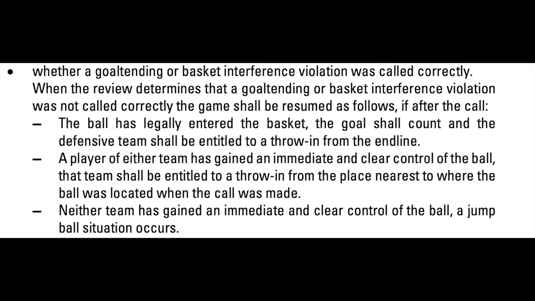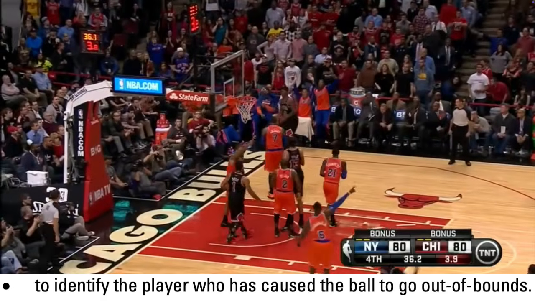When the review determines that the goaltending or basket interference violation was not called correctly, the game will resume as follows. So after the call, if the ball went through the basket, the goal shall not count, and the defensive team will be entitled to a throw-in from the end line. If a player from either team has gained immediate and clear control of the ball because the ball didn't go through, that team shall be entitled to the throw-in from the place nearest to where the ball was located when the goaltending/basket interference call was made. If neither team had gained immediate and clear control of the ball after the whistle was blown, a jump ball situation occurs.